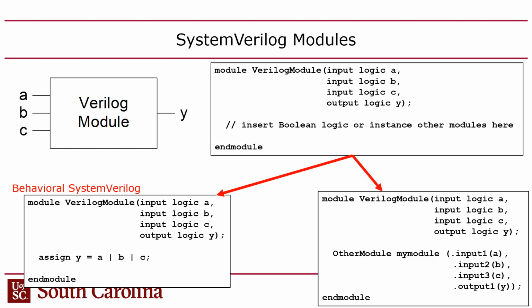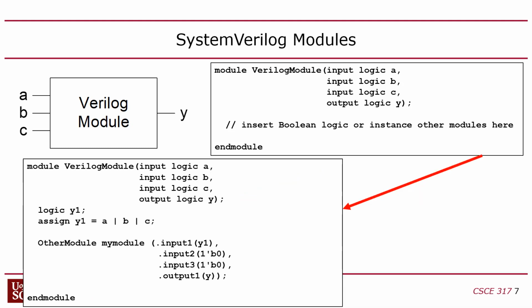Okay, so anyway, this is an example of behavioral, and this is an example of structural. Structural is where I just instance a module and connect it to the pins. Behavioral is where I do Boolean logic, right? So behavioral is usually only at the lowest levels of the design hierarchy, usually. Make sense?